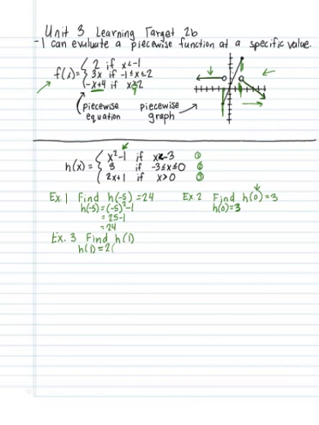We'd say 2 and then in parentheses 1 plus 1. 2 times 1 is just 2, plus 1 is 3. So we could say h of 1 equals 3.